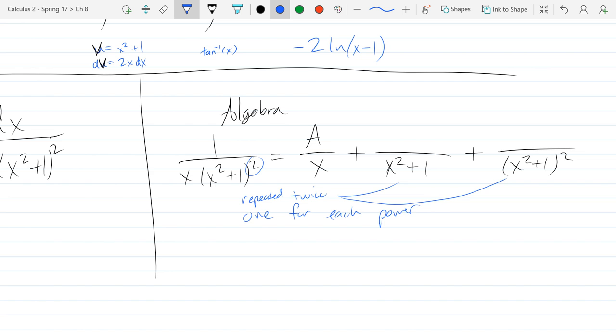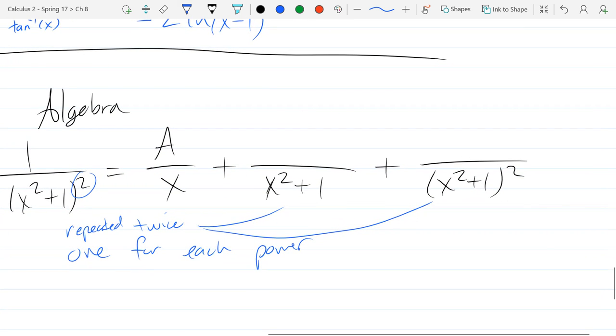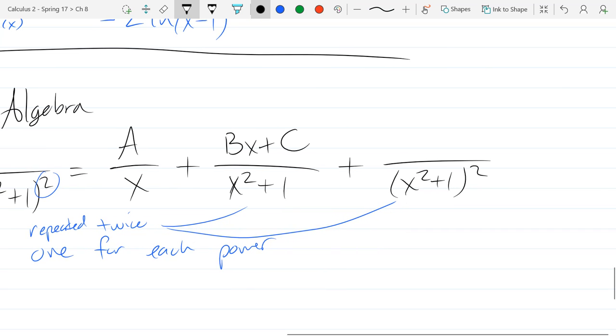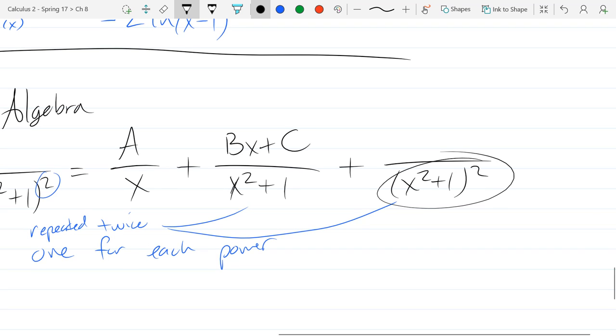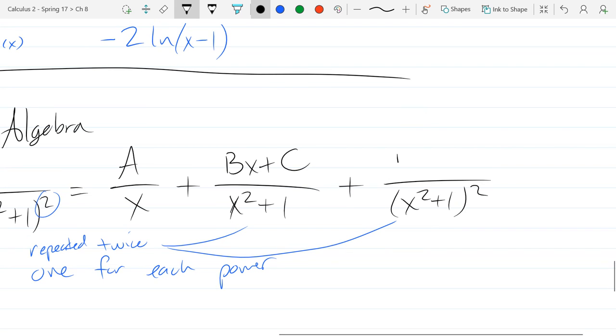And for numerators, you go one degree below your denominator. So we have Bx plus C. On this last one, you might think, oh, this is really a degree four, but you look at the irreducible degree, not the overall degree. So the irreducible degree is just the inside, which is two, so your numerator will have just an x, so it's Dx plus E.